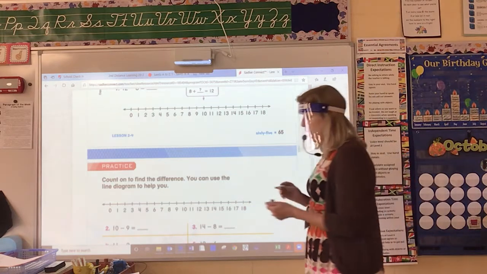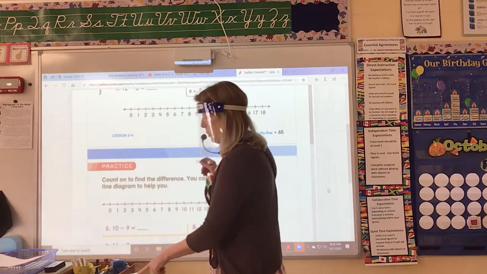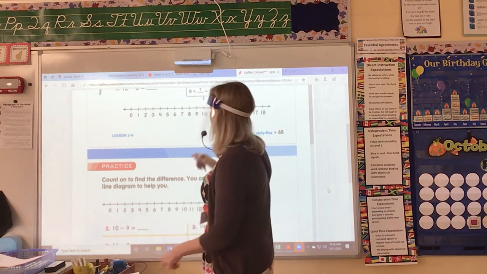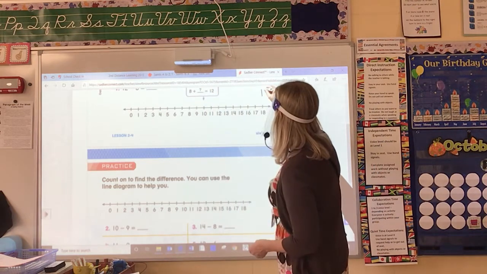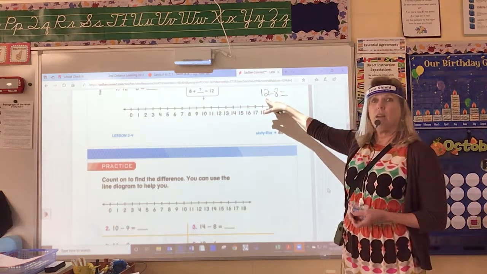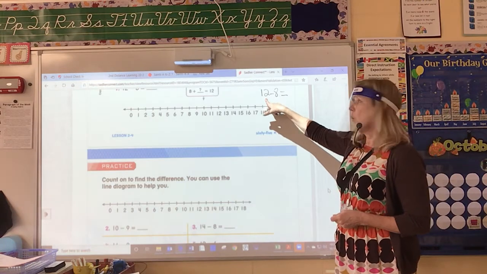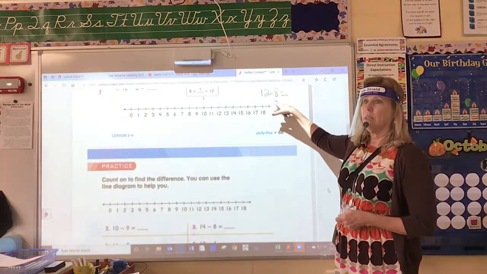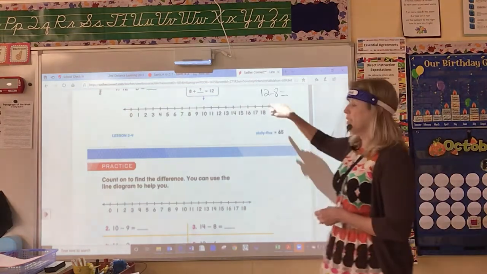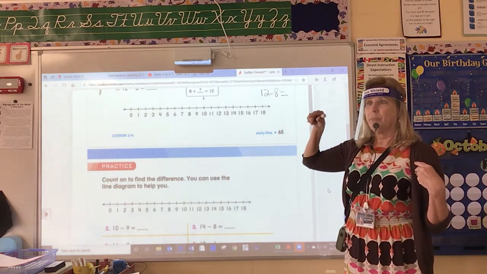Okay, so when we do that, do you see your 12 minus 8 here? So you have, what is this called? What part is this called, Charlotte? Your whole minus your part equals. So when we're counting on, are we starting with the whole or are we starting with the part? Stephen?